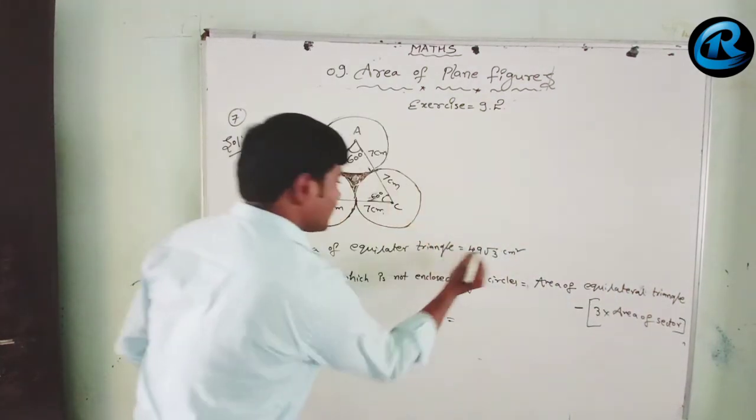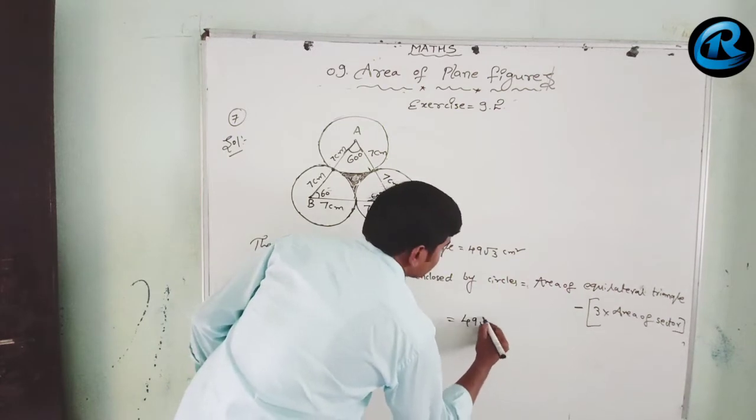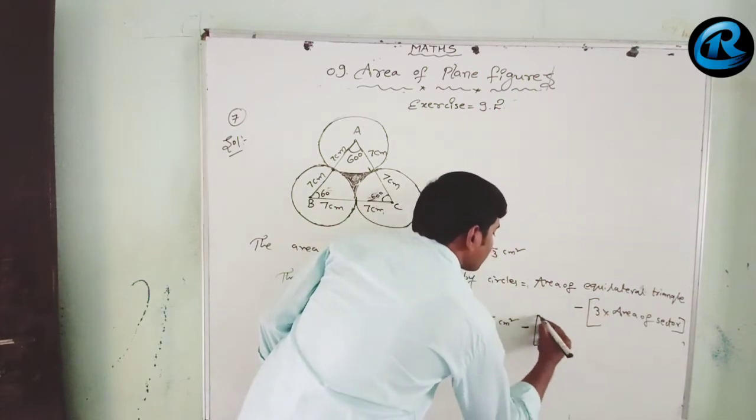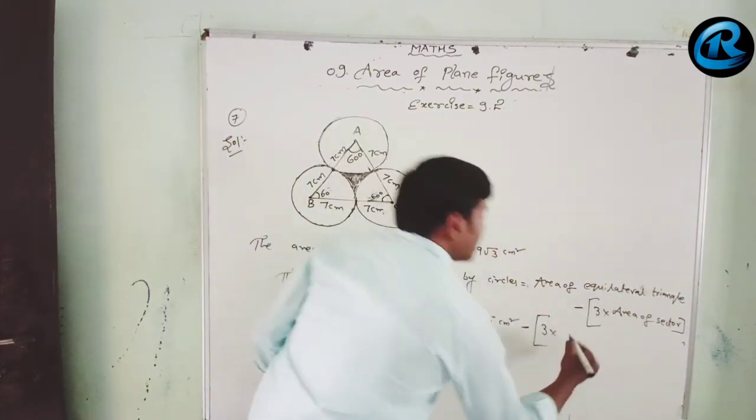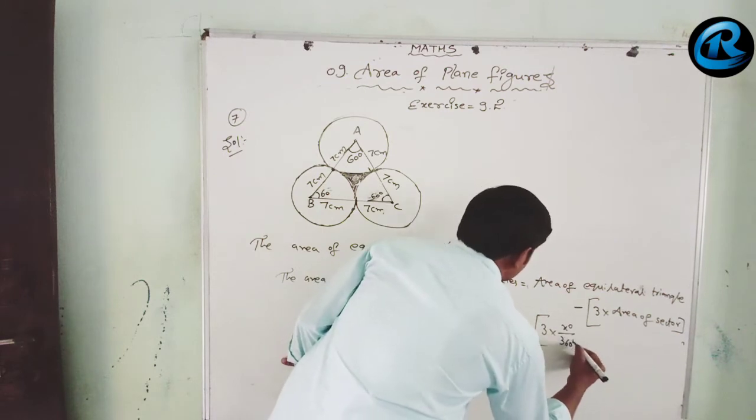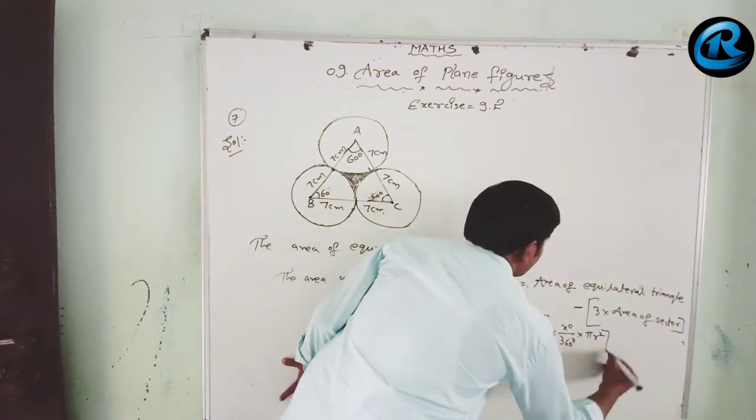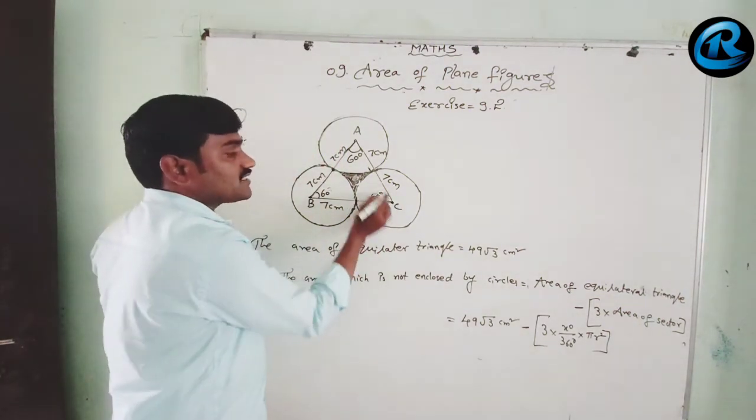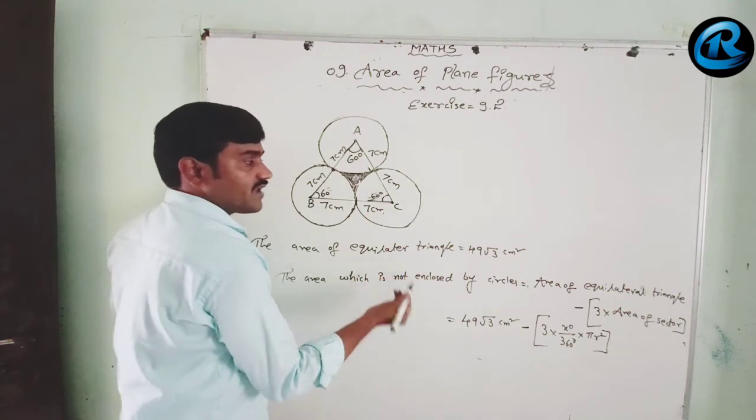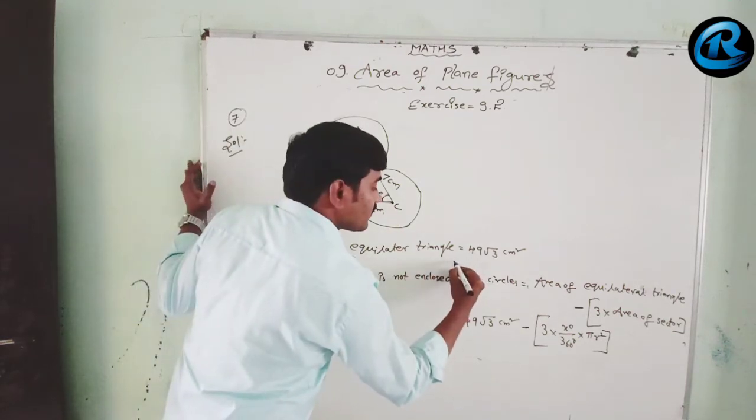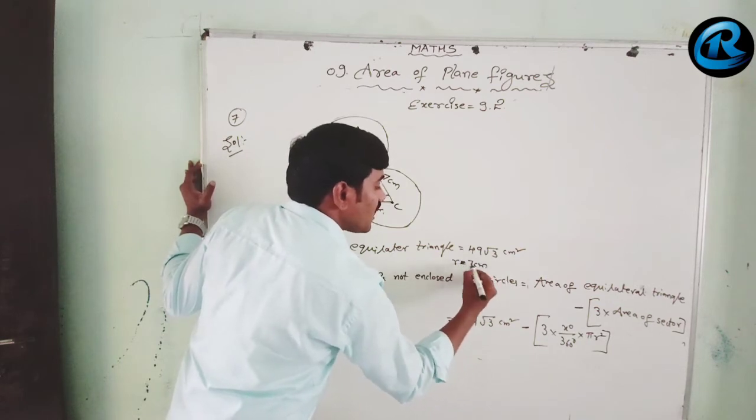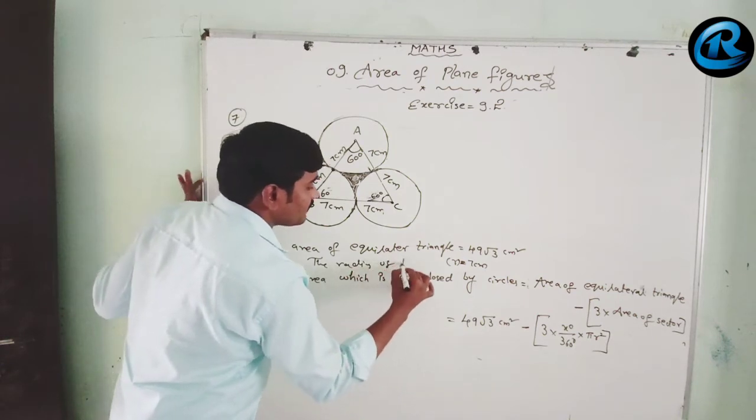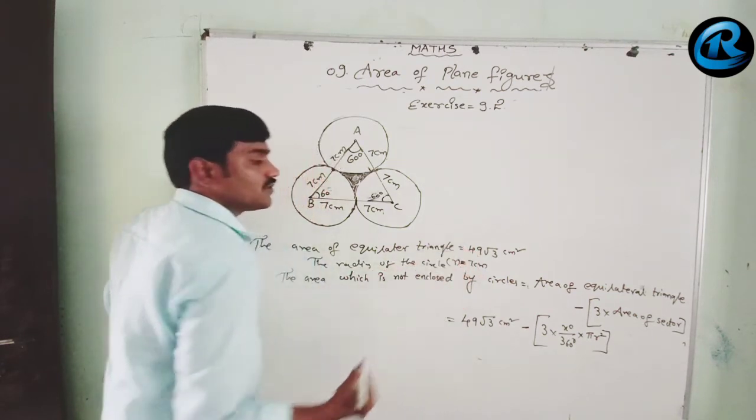Area of equilateral triangle is already given, that is 49 root 3 centimeter square, minus 3 into area of sector. Area of sector formula is x degrees by 360 degrees into pi r square. What is the r value here? The radius of the circle is 7 centimeter. Just remember, r equal to 7 centimeter. r is nothing but the radius of the circle, that is 7 centimeter.